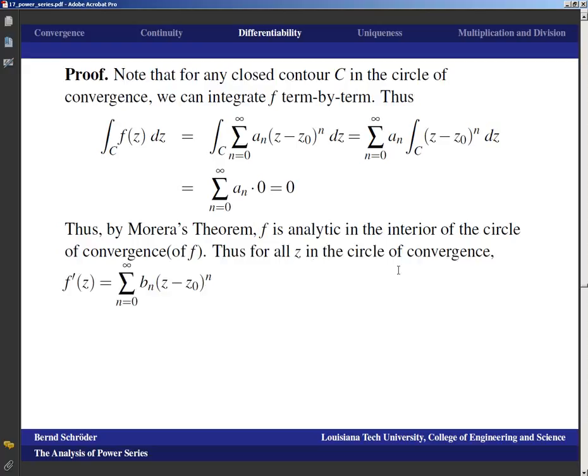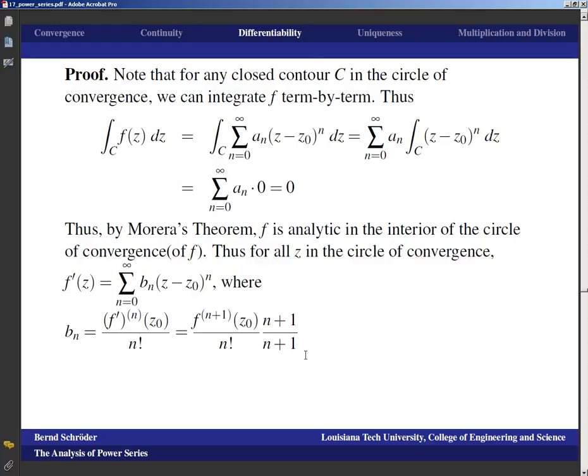But that means now that for all z in the circle of convergence, we have that f prime of z is a power series, because we know that derivatives of analytic functions are again analytic, so it's got a power series expansion. And b_n is obtained via the formula for the coefficients of the power series expansion of analytic functions. So b_n is the nth derivative of f prime at z0 divided by n factorial, which is nothing but the n plus first derivative of f at z0 divided by n factorial.